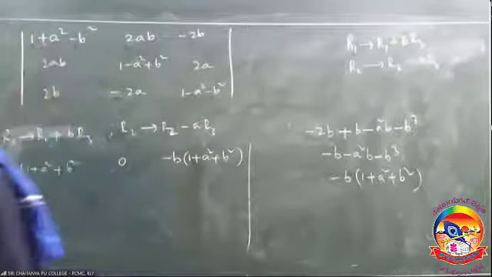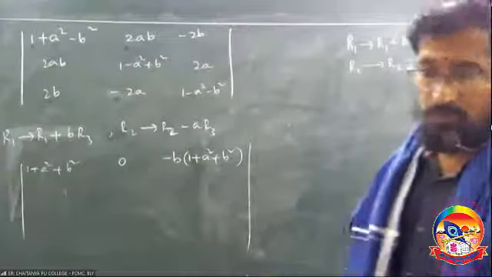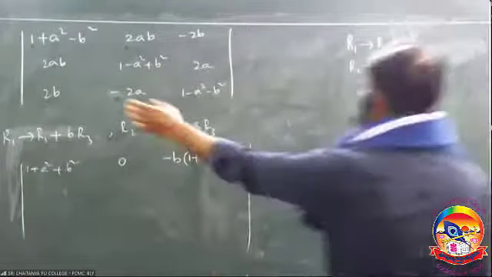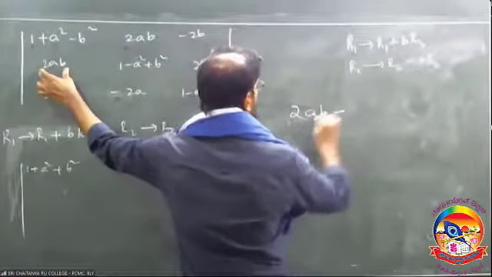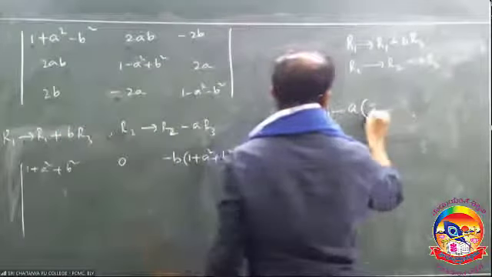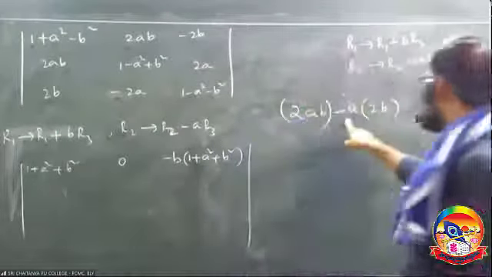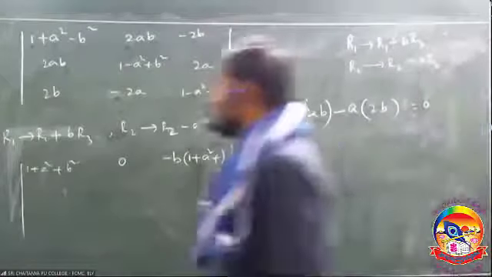Do this one. Now observe. Take each and every element. If you got any doubt about what I am doing here, you just do it. Take this element of R2, 2ab, minus a into what is R3? 2b. Observe, 2ab minus 2ab cancel. It is 0.